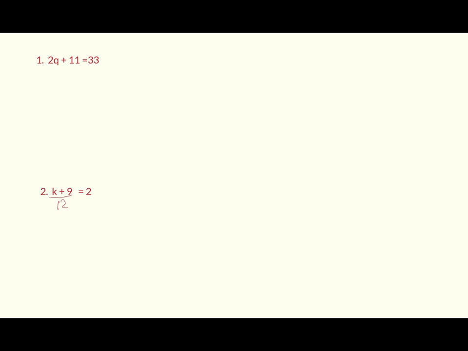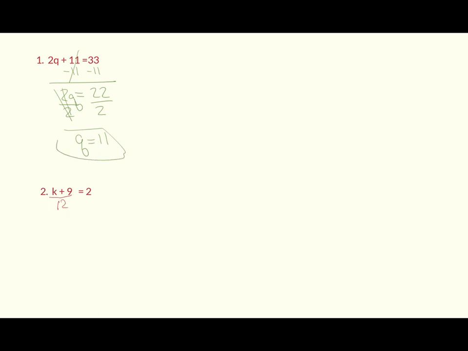Number 1 says 2q plus 11 equals 33. So to solve this, I want to isolate the q. There's a 2 and there's an 11 on the same side as the q. So the farthest from the q is the 11. Since I have plus 11, I'm going to subtract 11 from both sides. When I do, I get 2q equals 22. The only thing left, I'm multiplying 2 and q, so the opposite would be to divide both sides by 2. And I get q equals 11.